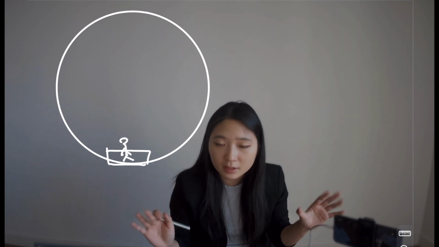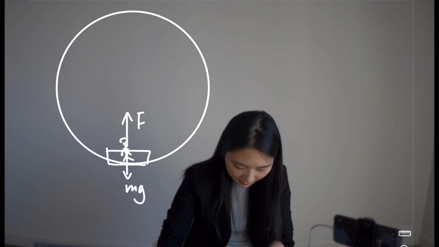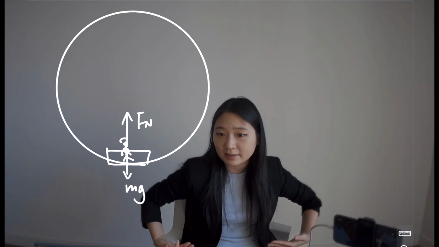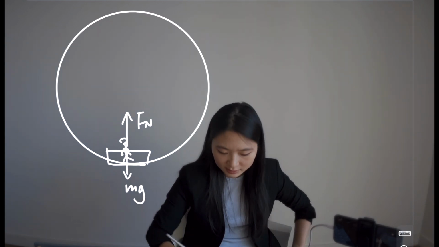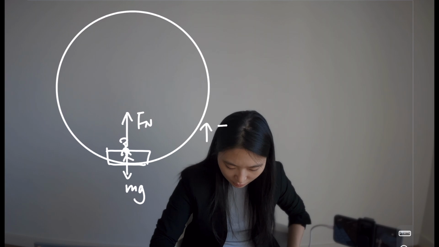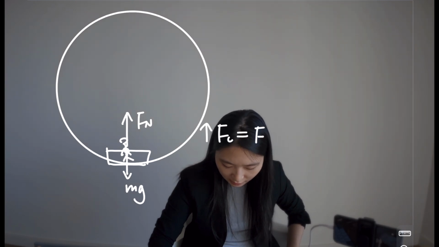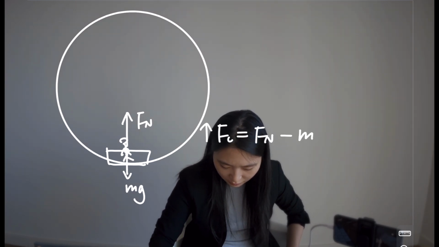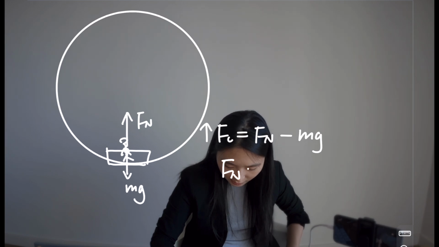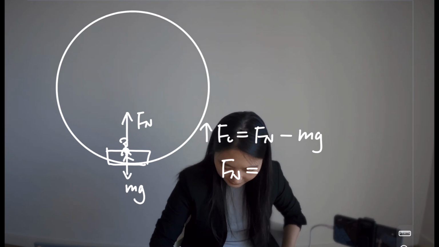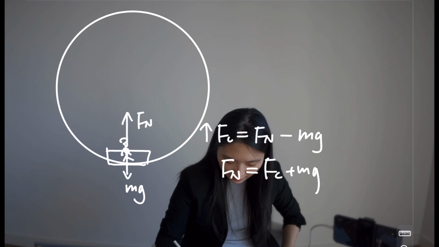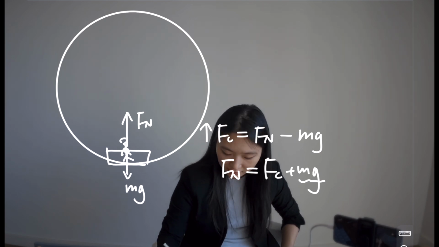At the very bottom, this time we don't have the string. This person experiences a gravitational force that points down and then the normal force that points up. This normal force is applied by the seat of the roller coaster on the person. Again, at the bottom, the centripetal force points up, so it results in normal force minus mg. So normal force would be equal to Fc plus mg. Again, normal force this time is greater than mg.